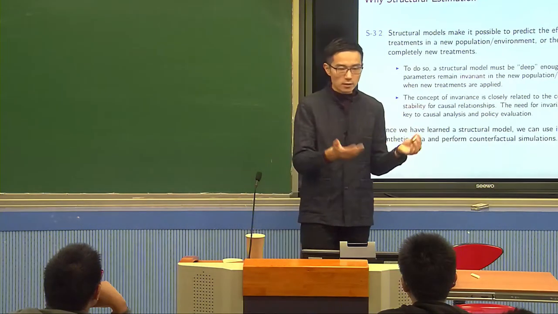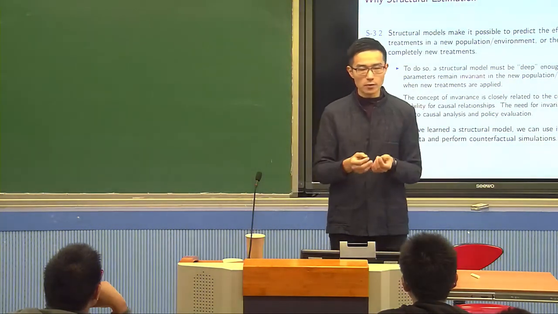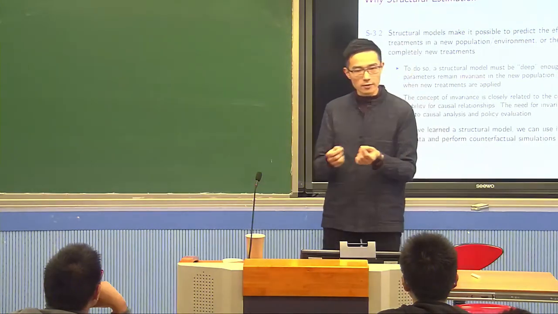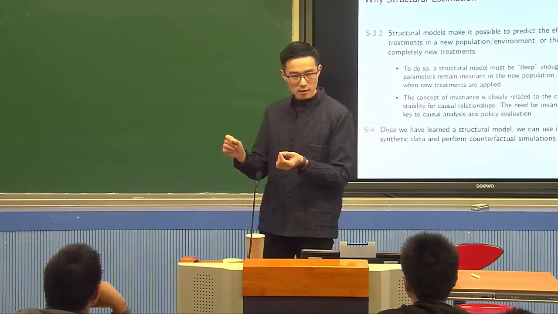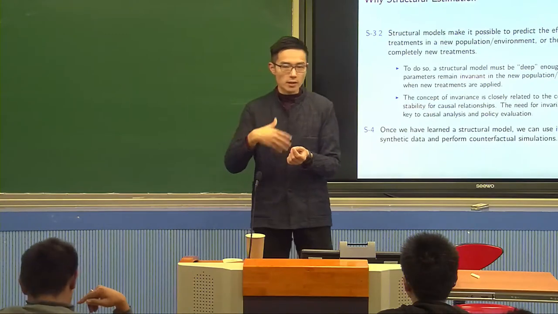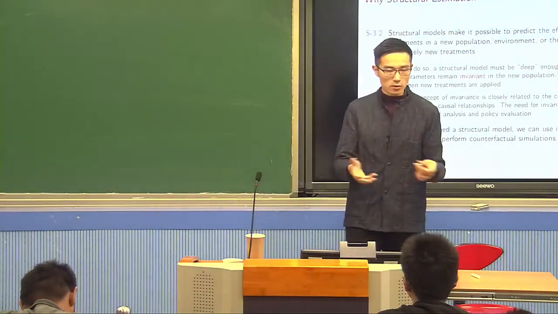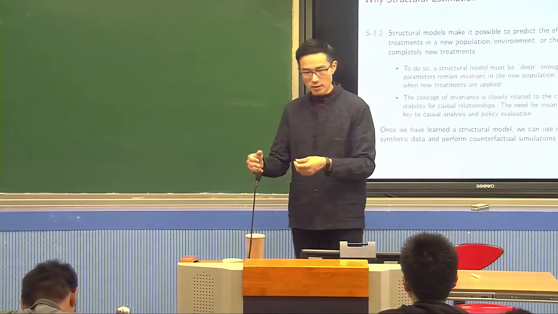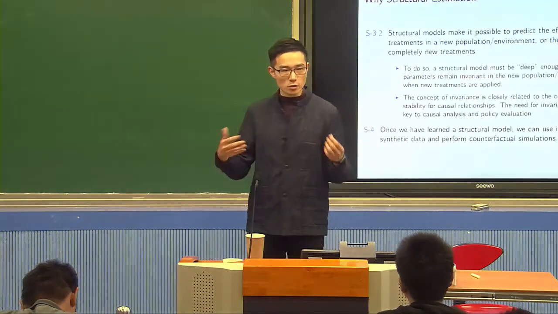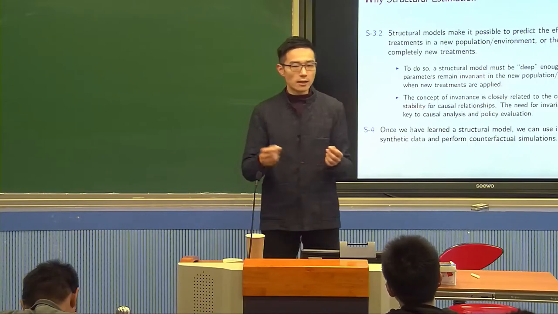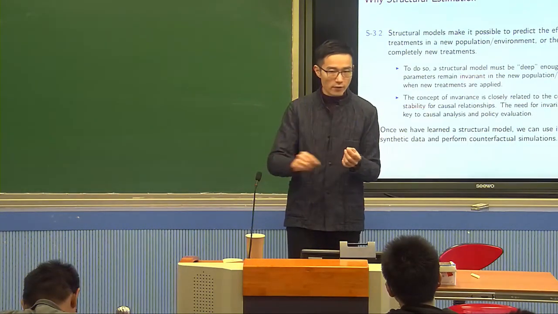Take the monopoly example. In the monopoly example, what is underlying and invariant is the company's cost. The government can put a tax on it, or put no tax on it. In a no-tax environment or a tax environment, you have completely different environments with different distributions of P and Q, but the underlying C is not changing. That's an invariant parameter.